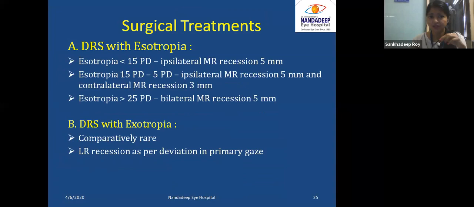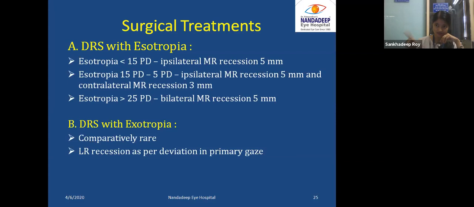The surgical option number one is DRS with esotropia. Where the esotropia is less than 15 prism diopters, we have to do a recession of 5 millimeters. So what is recession? Recession is a surgical procedure used in strabismus in which an extraocular muscle is removed from its insertion and repositioned further back on the globe. This is about recession.